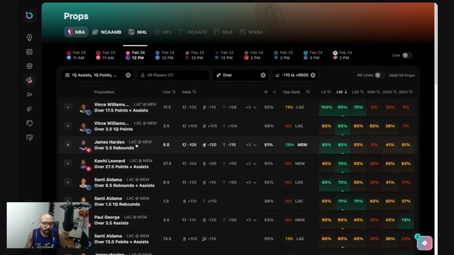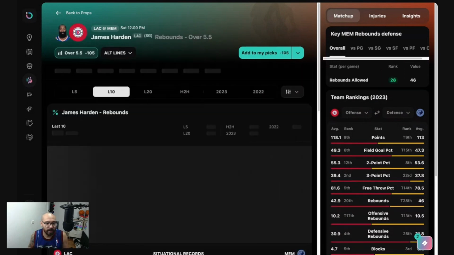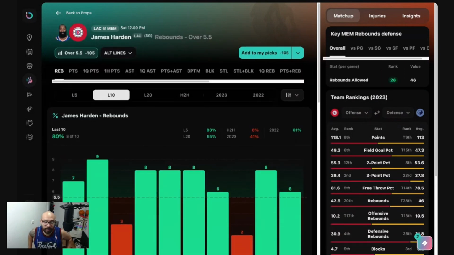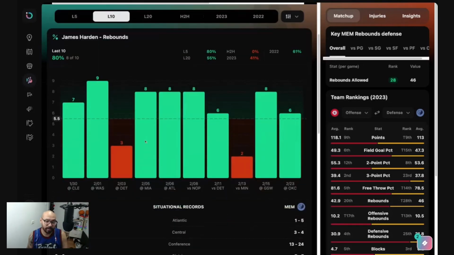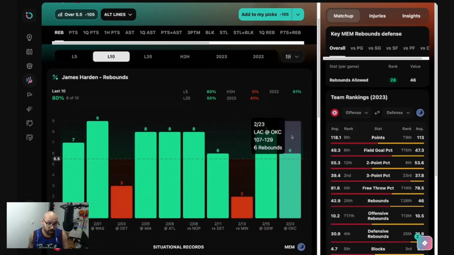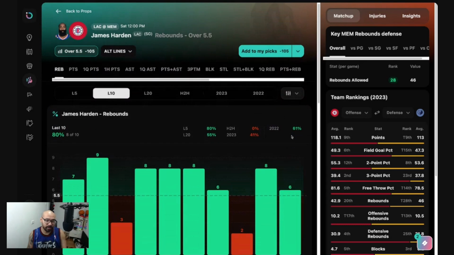The next player that's popping up here is James Harden, over 5.5 rebounds. I actually just took him for over 5.5 rebounds in the game against OKC. I only took it because we got it for plus money. He did finish on 6, though, which was good. But in this particular one, odds are at minus 105, so that's still not bad. He's hit this in 8 out of his last 10. The Memphis Grizzlies, they allow the most rebounds to point guards on the season.